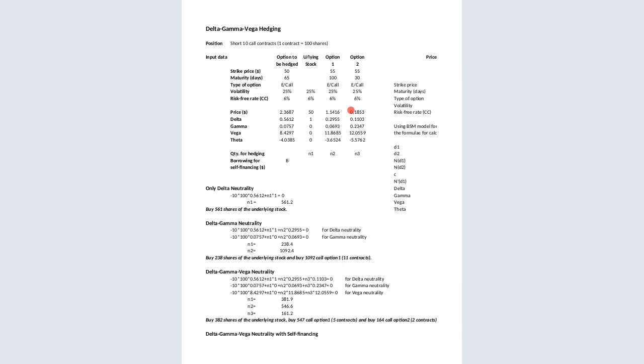Oh, okay. Fine, I'll just quickly show you this and make it full screen. Same thing that I did earlier. My position is 10 short call contracts. One contract is 100 shares, so in all I have to short 1000 shares. If you look at it, I have given you all the information. Now I have two options: option 1 and option 2. And there is a reason for that.